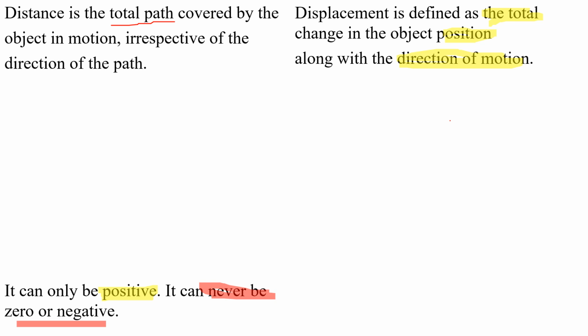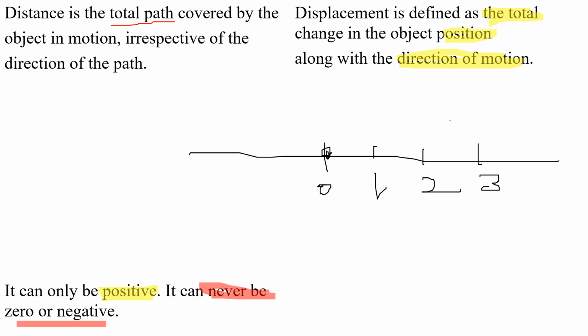But when we talk about displacement, here the scene is a little bit different. I will tell you how. How can the displacement become zero? Suppose I take a number line, and suppose this is the beginning, that is 0. If I take 1, 2, 3, and 4. Now I start from this point, I travel from here like this, and I reach till 4.